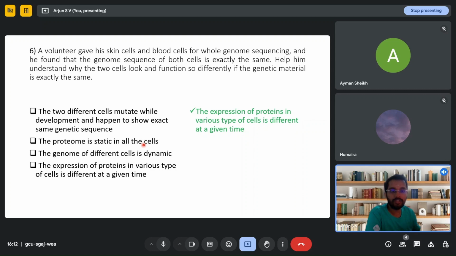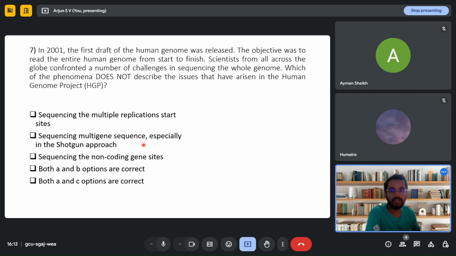So I'll move on to the next question. In 2001, the first draft of the human genome was released. The objective was to read the entire human genome from start to finish. Scientists from all across the globe confronted a number of challenges in sequencing the whole genome. Which phenomenon does not describe the issues that have arisen in the Human Genome Project?